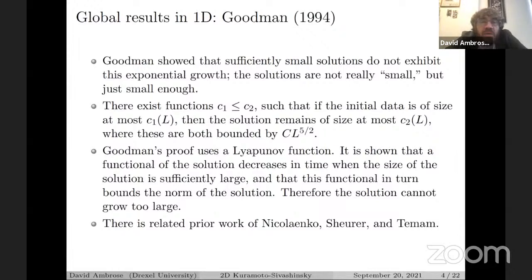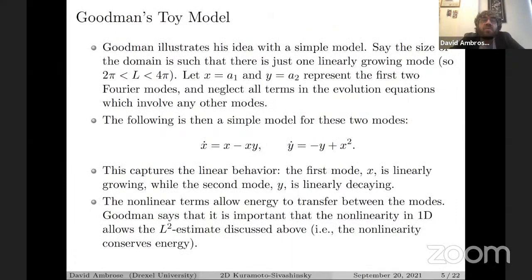And I'm talking mostly about Goodman because in our 2D global existence result, we use ideas from Goodman's work pretty fundamentally. And so I'm going to go through some of Goodman's ideas now. So Goodman illustrated his idea with a simple model. He proved a global existence theorem for 2D Kuramoto-Sivashinsky, but he showed the spirit of what he was doing with just a system of two ODEs. So the two ODEs represent two Fourier modes.